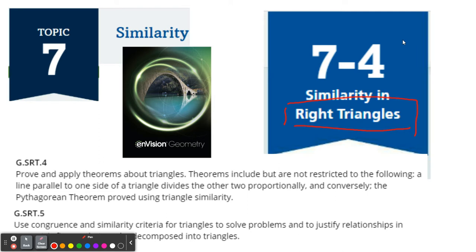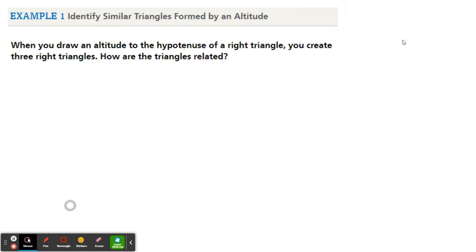All right, so it says when you draw an altitude to the hypotenuse of a right triangle, you create three right triangles. How are the triangles related? So what in the world does this mean? Well, let's take a look. We're going to draw a triangle. I'll do my best. We're going to make this triangle ABC a right triangle like this.